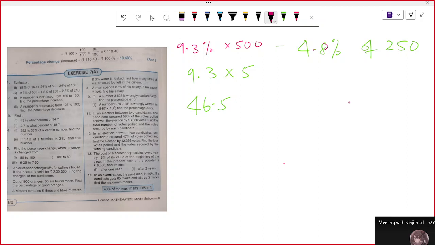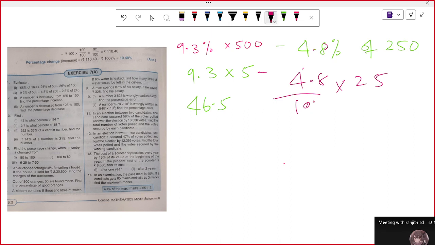Answer this: 4.8% of 250. Written 4.8 divided by 100 into 250. Then we cancel. 0 and 0 get cancelled.